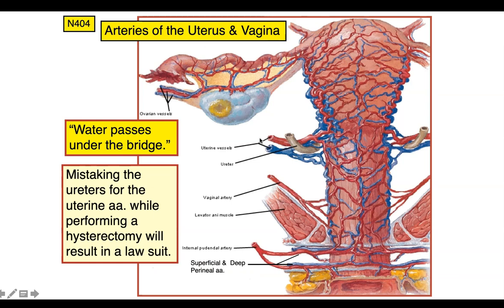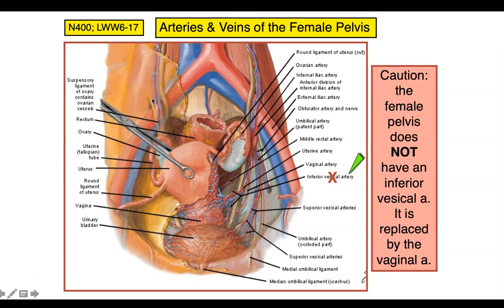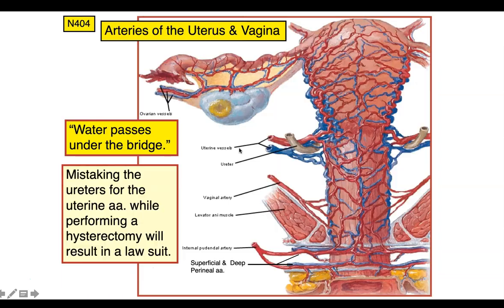Here in this picture you can see the uterine artery. The uterine artery has an ascending branch and a descending branch. The ascending branch goes up and anastomoses with the ovarian artery. The ovarian arteries are branches of the abdominal aorta. They enter the ovary through the suspensory ligament of the ovary. And the ovarian artery anastomoses with the uterine artery.